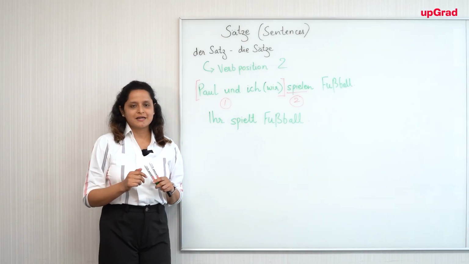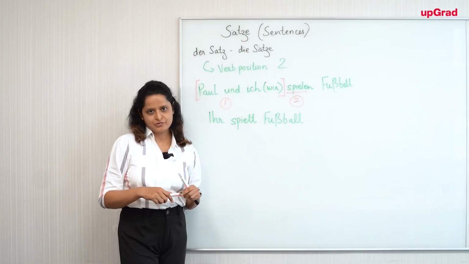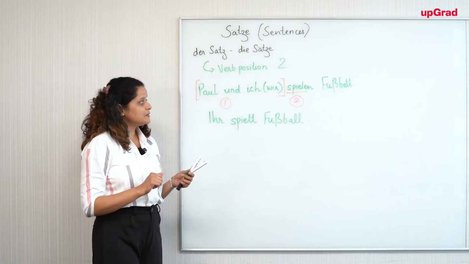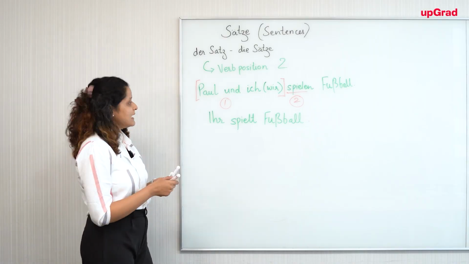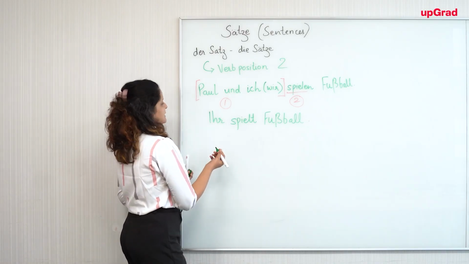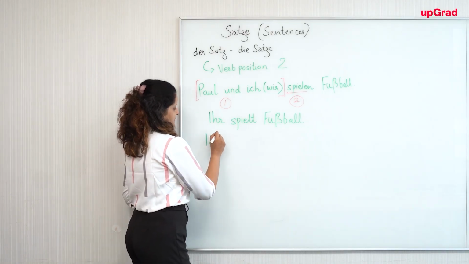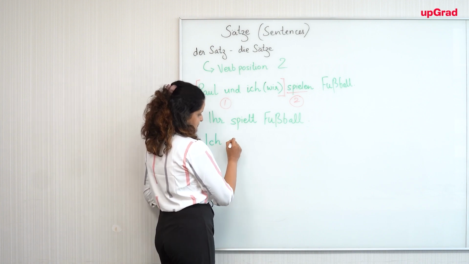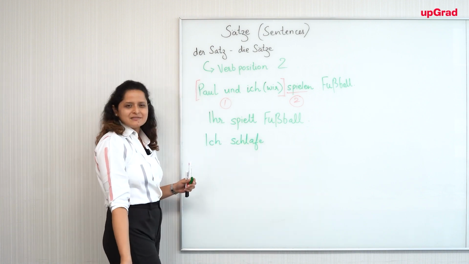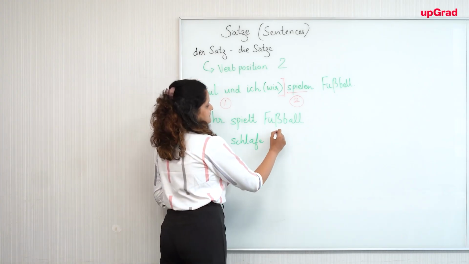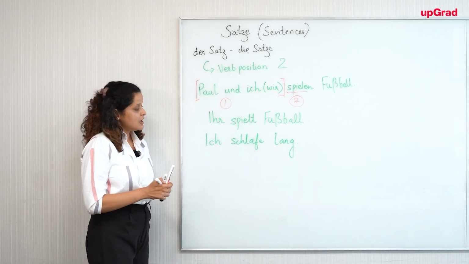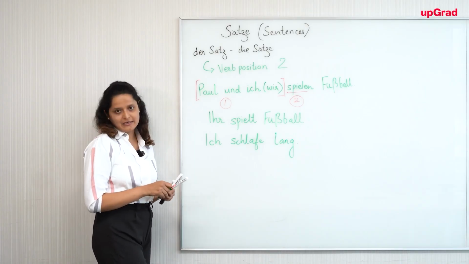So another verb that we can take that we have learned so far is the verb schlafen. Now this verb means to sleep, okay, and it is an irregular verb. So let me take an example for ich. So ich, conjugation is schlafe. Let's say I want to say I sleep long. So I use the word lang, which means long in Deutsch. So ich schlafe lang.